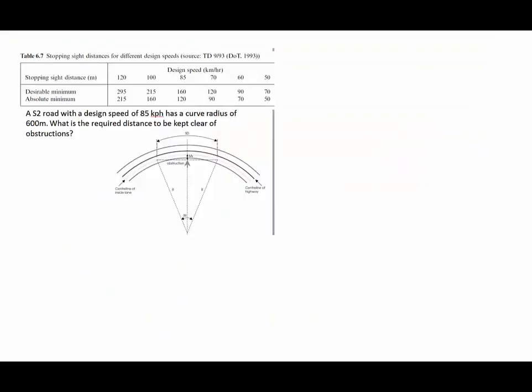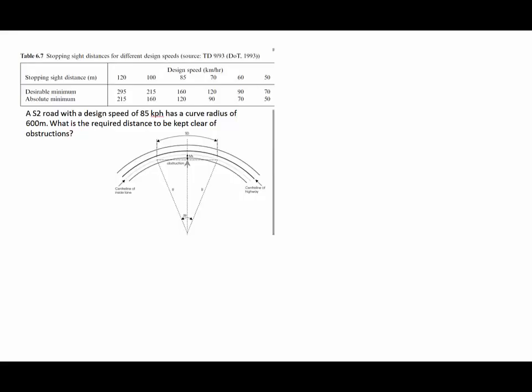So let's look at some stopping sight distance examples. Once you've got the tables, these are also pretty simple. That's just an equation you need to know, and that will be given to you when you need it. So in this case, we've got an S2 road, simple carriageway. We've got a design speed of 85 km per hour, curve radius of 600, so radius is given.